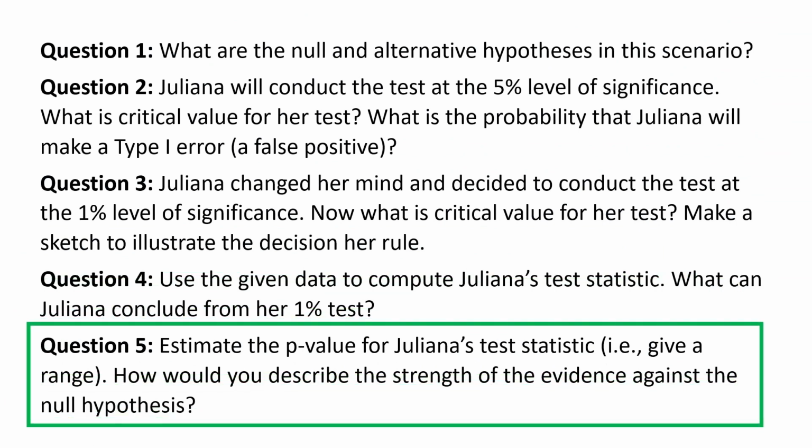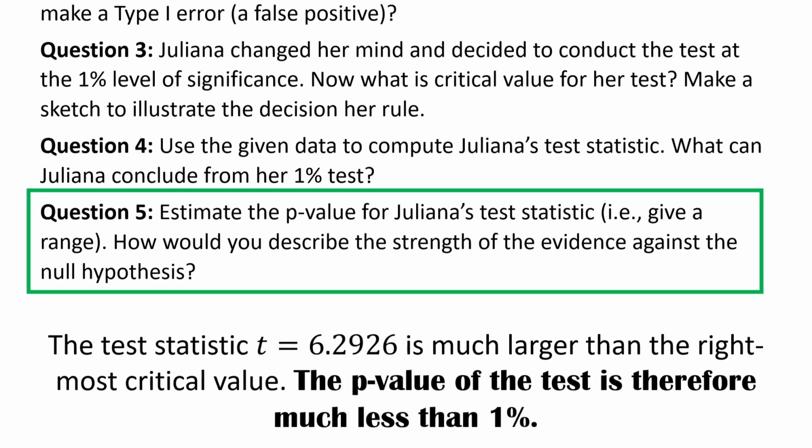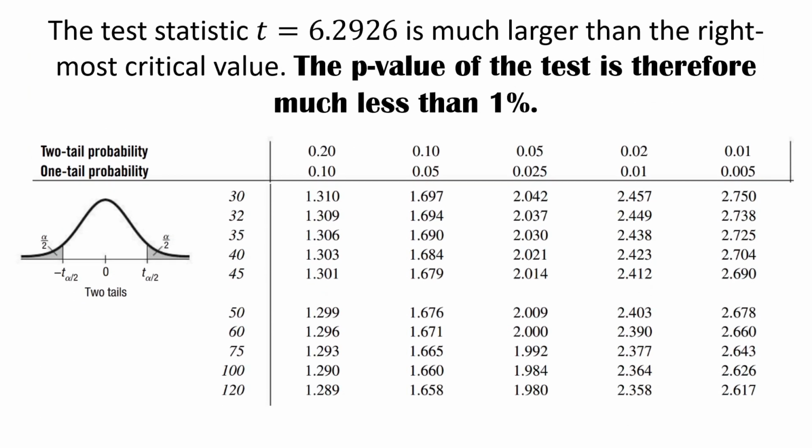So lastly, I want to estimate the p-value of the test and then describe, using an adjective, the strength of the evidence against the null hypothesis. And so we'll do that in two ways. First, we're going to use the t-table. And then I'm going to go through Minitab. I'm going to show you how to use Minitab to do this same calculation.